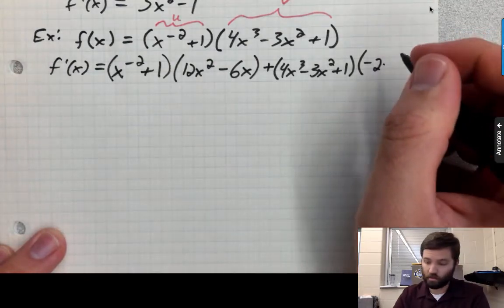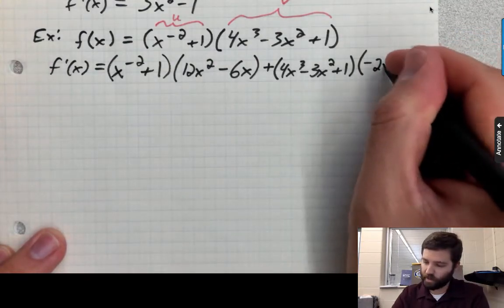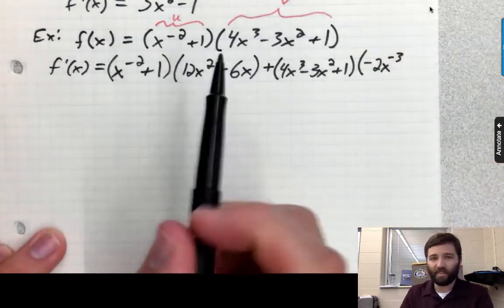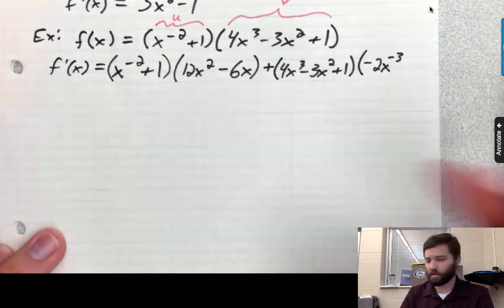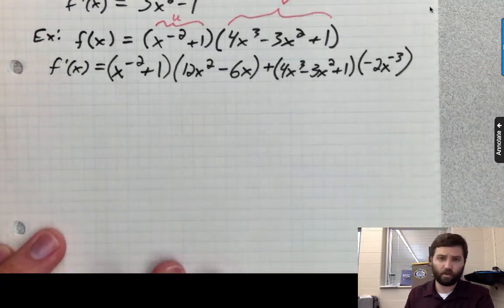oops, hold on, lose my spot here. Yeah, negative 2x to the negative third. And then derivative of 1 is 0. So that's it. So there's your derivative.